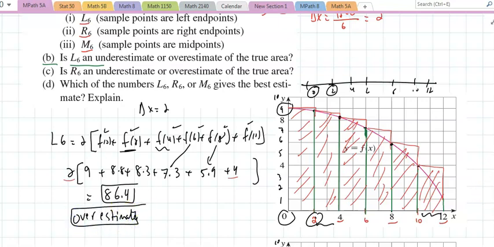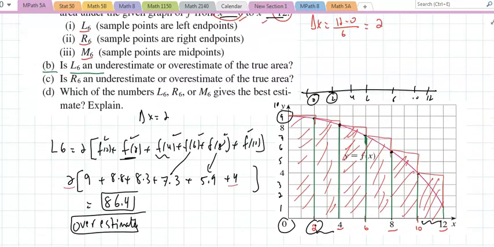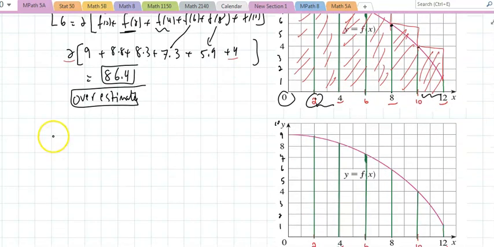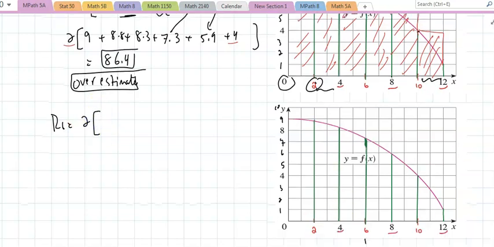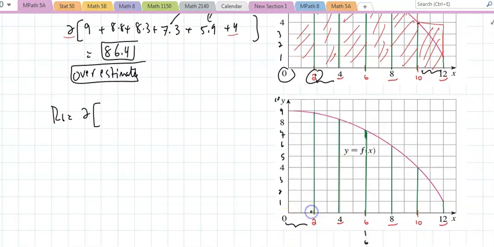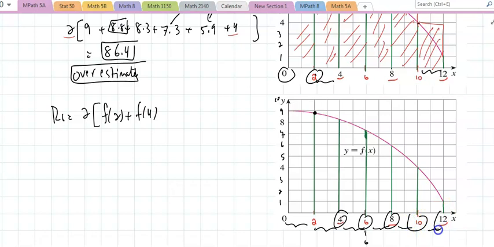Now, do R sub 6. I'm going to go for R sub 6. Well, delta x I already found. When I look at the first interval, do you see I'm going to take the height to be the right endpoint? But I already evaluated that. But I'm going to write that down, f of 2. You should do as well as the homework. On the next interval, I'm going to take the right endpoint, the right, the right, and the right. F of 6, f of 8, and f of 10.